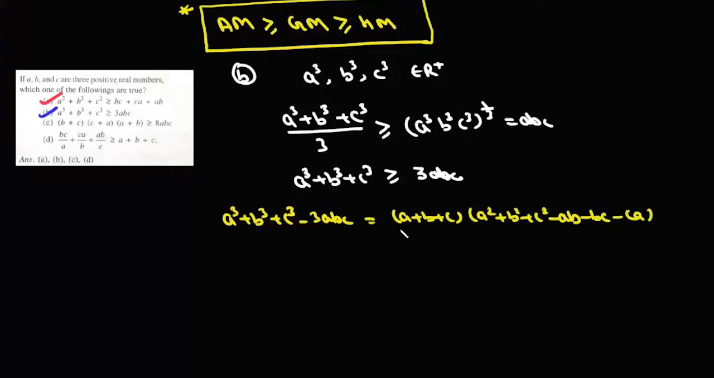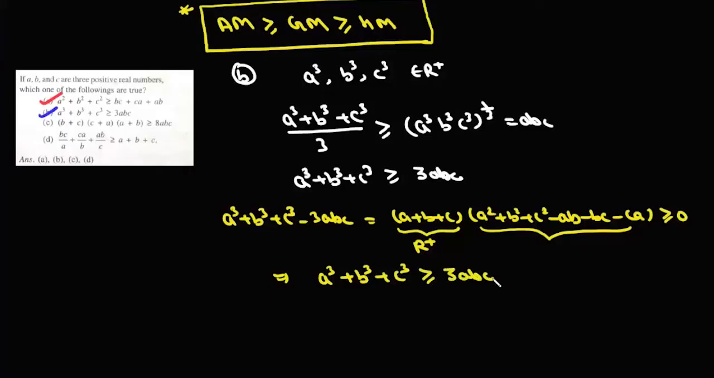Now we know that a, b, c are all positive real numbers, so this is a positive real number, and in the first part we have proved that this expression is always greater than or equal to 0. So from here again we can write a cube plus b cube plus c cube is greater than or equal to 3abc.